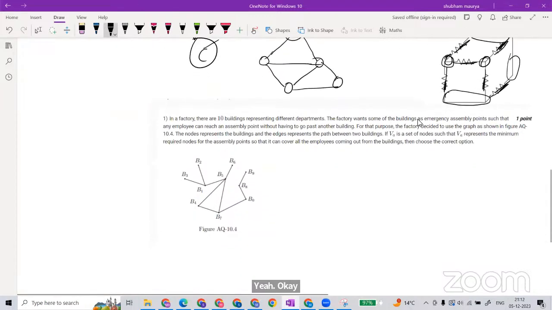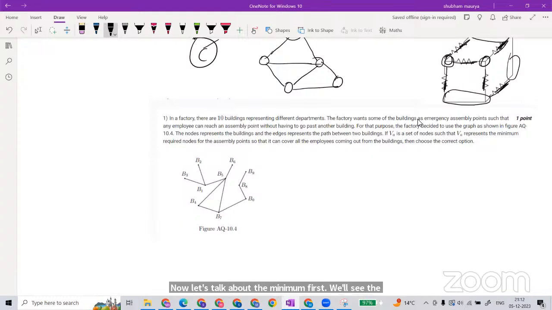Now let's talk about the minimum. First, we'll see the graph coloring. But before that, let's talk about the minimum vertex cover. So what is the minimum vertex cover? First, what does vertex cover mean?